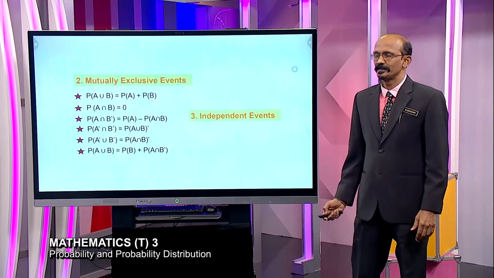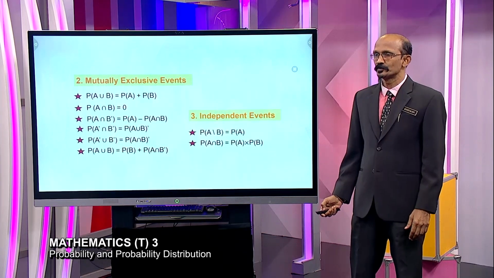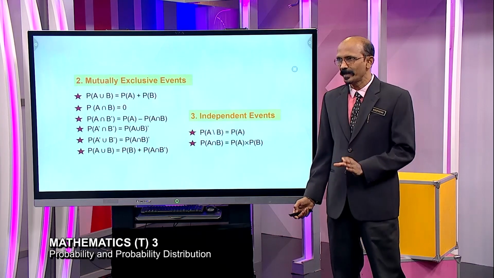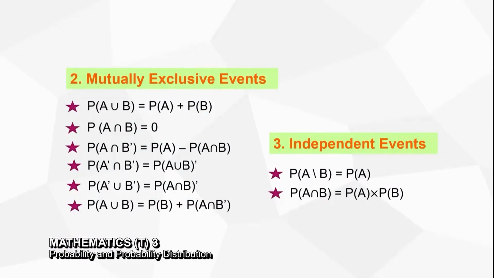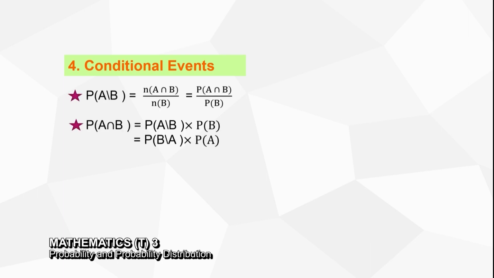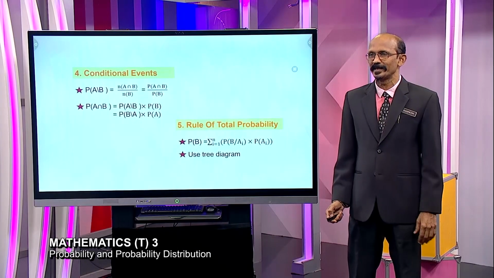Our third event is independent events. Here we have 2 formulas, which students should be able to interpret and use well, according to the situation. Next event is conditional event. For conditional event, we have 2 main formulas. And the last event students study is rules of total probability. Under rules of total probability, you have 1 formula, but if you don't like to use this formula, you can use a tree diagram. Much easier to get your answer.